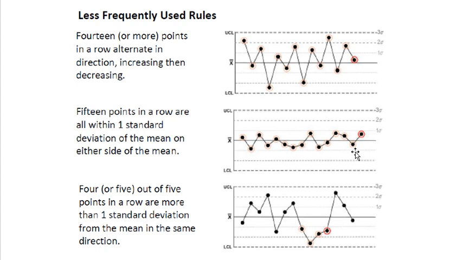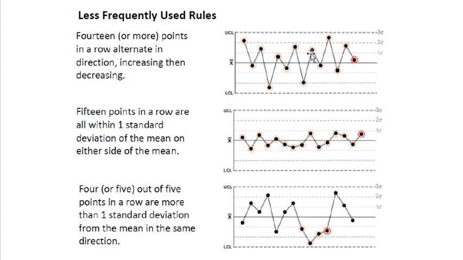And sometimes you have 15 points in a row within just 1 standard deviation of the mean. That is not good either, because your data is supposed to spread across 3 standard deviations on each side, and we call that the Six Sigma. Then there is the rule of 4 out of 5 points. When you look at it, 4 of them out of 5 points in a row are more than 1 standard deviation. This is your first standard deviation, and 1, 2, 3, 4 of them are beyond it. That's not good either, yeah.